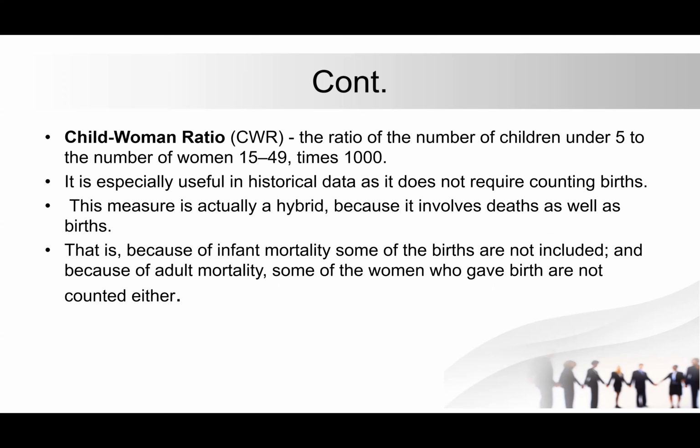Child-woman ratio: the ratio of the number of children under 5 to the number of women 15 to 49, times 1000. It is especially useful in historical data as it does not require counting births. This measure is actually a hybrid because it involves death as well as birth. That is because of infant mortality, some of the births are not included, and because of adult mortality, some of the women who gave birth are not counted either.